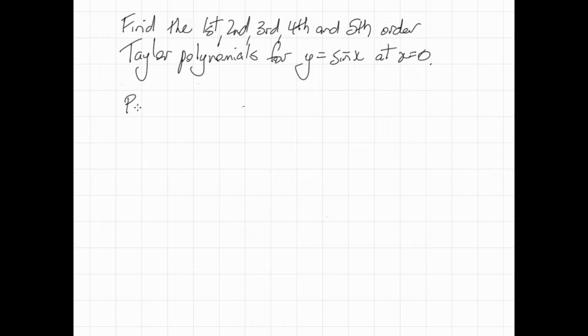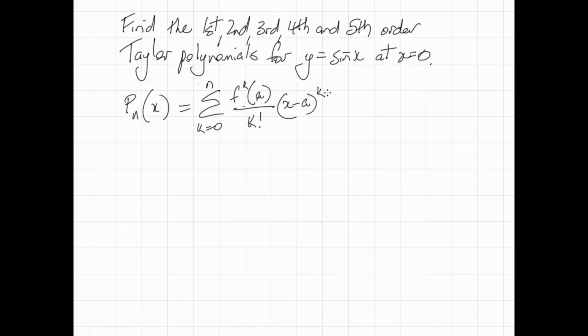We know that the general rule for Taylor's polynomials is the summation from k equals 0 up to some n value of the k-th derivative of f at a, over k factorial, times x minus a to the power of k. So that's the general rule for Taylor's polynomials. We can go from k equals 0 to k equals 1 to get the first, and so on.